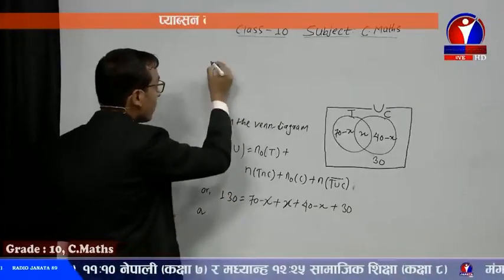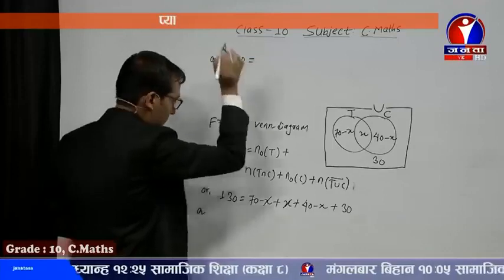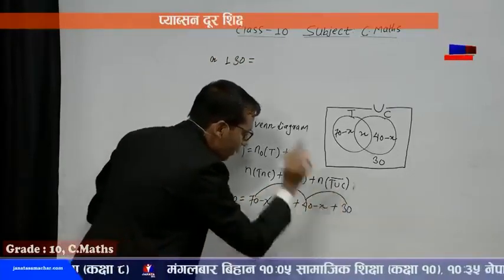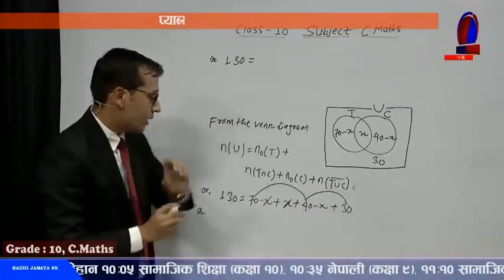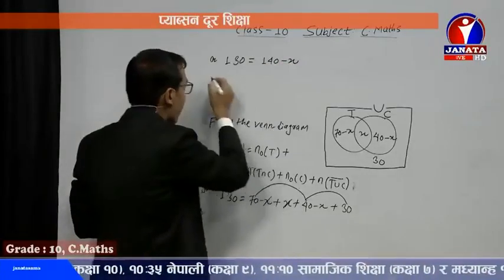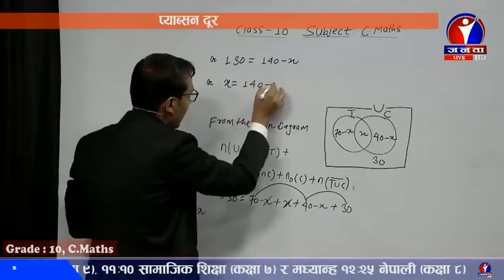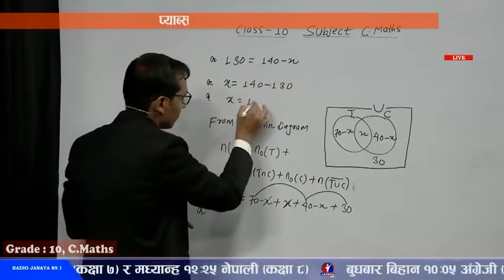So we can see on the top, 130 is equal to 70 plus 40 plus 30. So 70 plus 30 is 100, 100 plus 40 is 140, 140 minus X. So X is 140 minus 130. So what is X? 10.